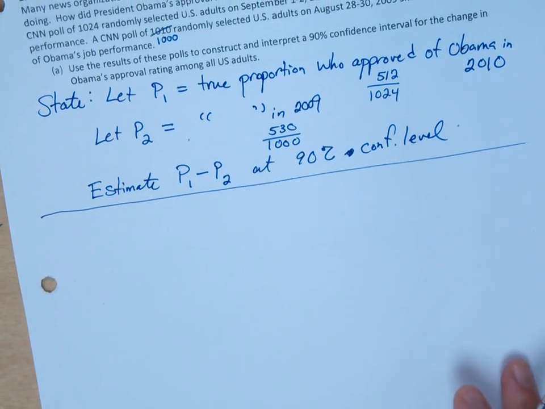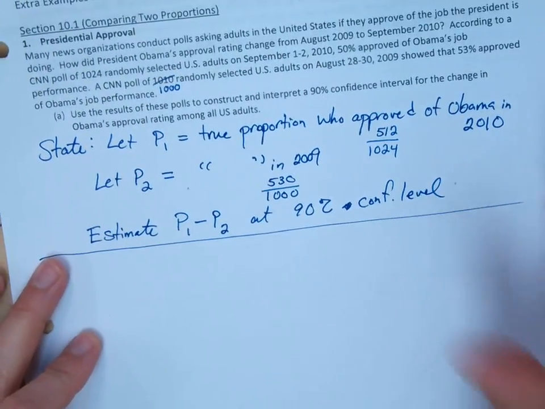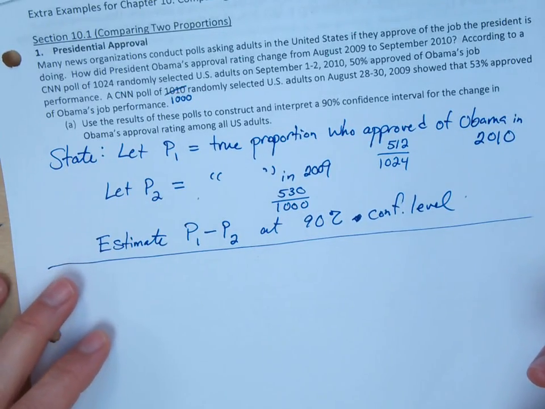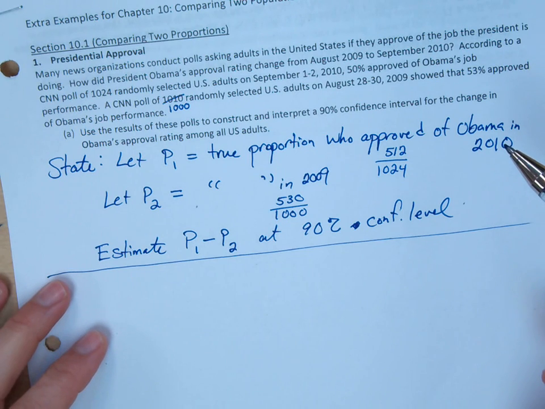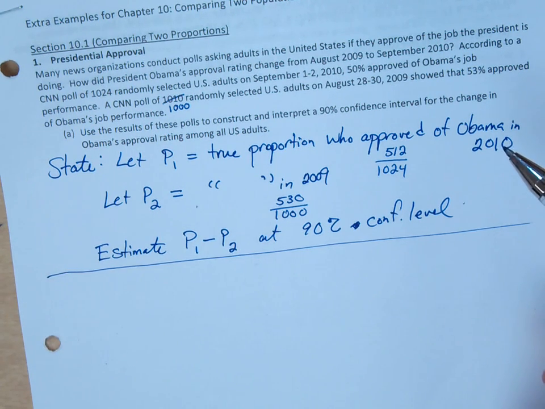Two proportions, and so basically, let's just make sure this makes sense. Did the approval rating go up or down? It went down. How much, roughly? Yeah, so it went down 3%.